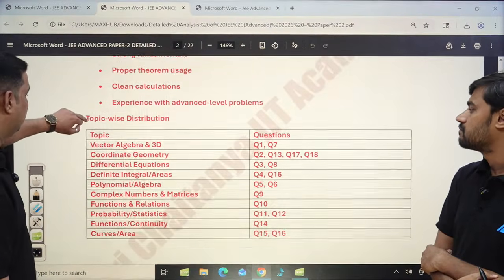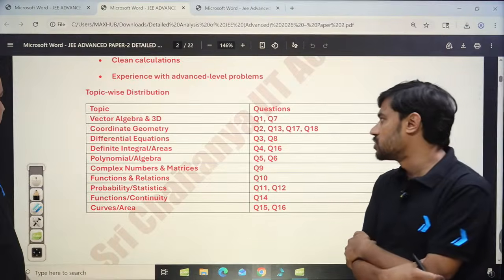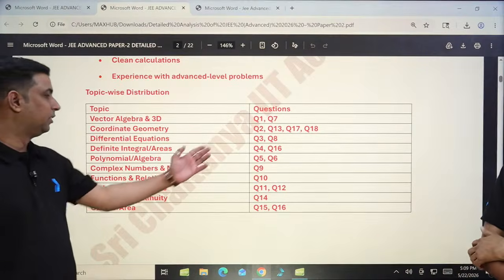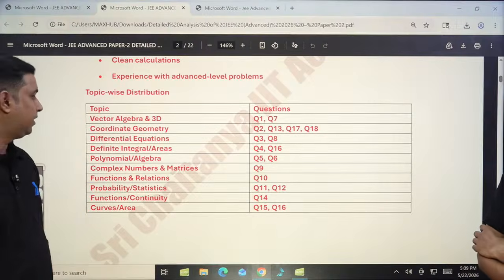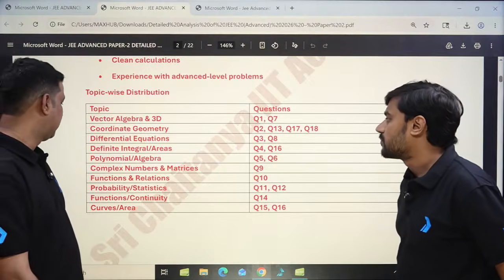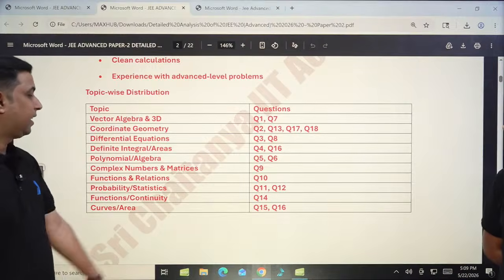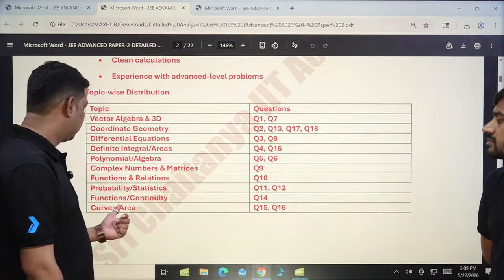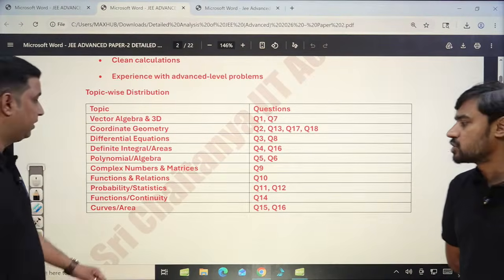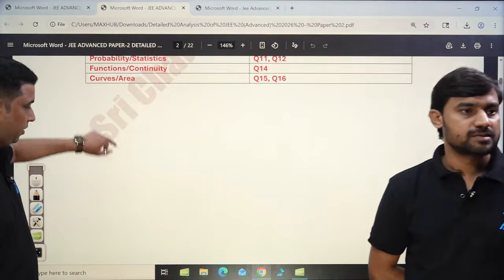Mathematics of paper 2: vector algebra and 3D, question numbers 1 and 7. There are 2 questions, 1 and 7. Coordinate geometry had 4 questions: 2, 13, 17, and 18. Differential equations: 3 and 8. Definite integral: 4 and 16. Polynomial: 5 and 6. Complex number: 9. Function relation: 10. Probability and statistics: 11 and 12. Functions and continuity: question number 14. And there were 2 questions from curves and area, 15 and 16 in paper 2 mathematics, right?